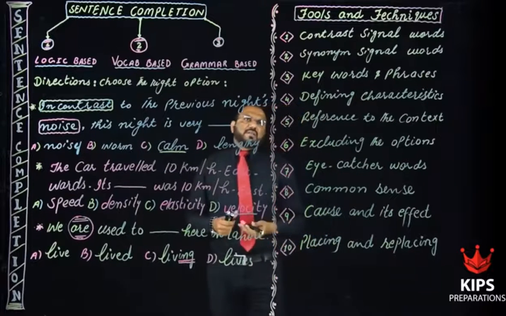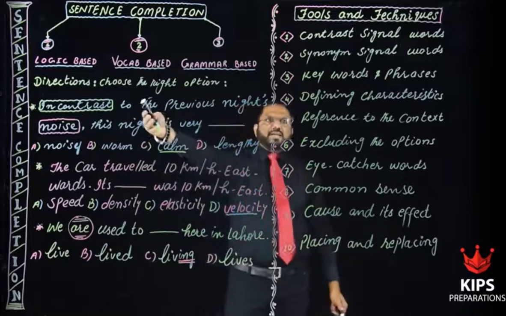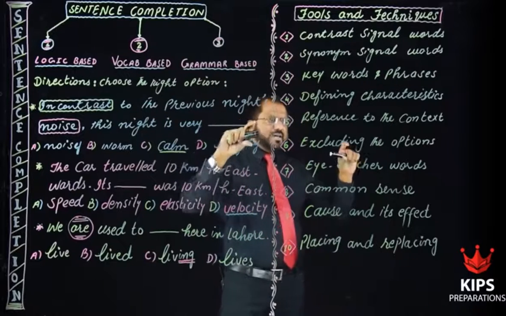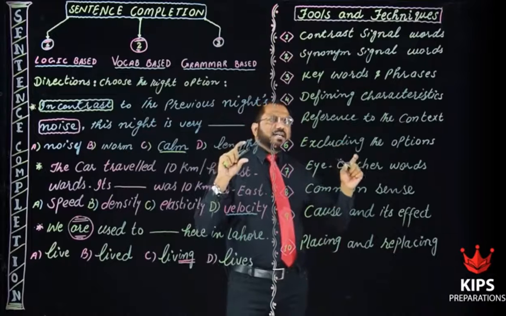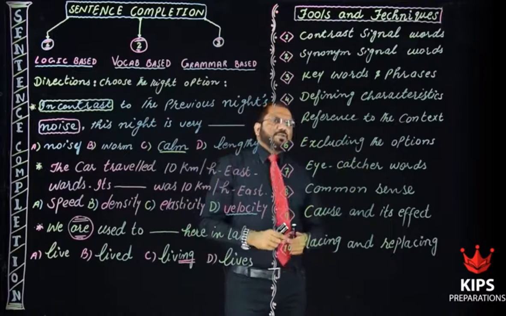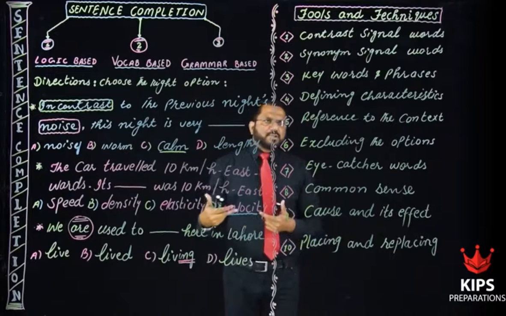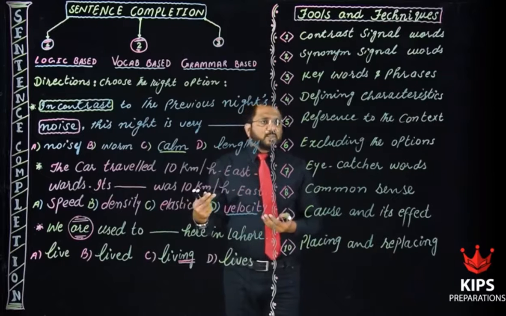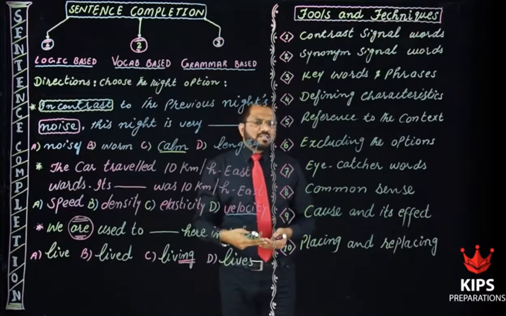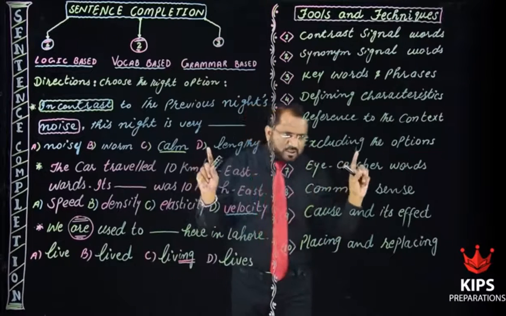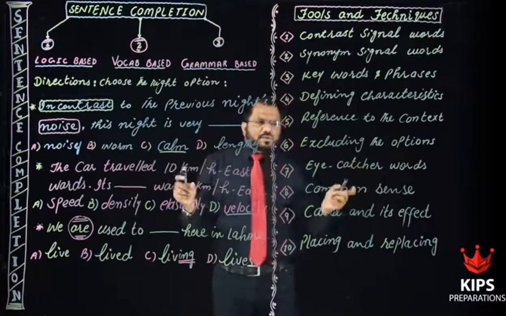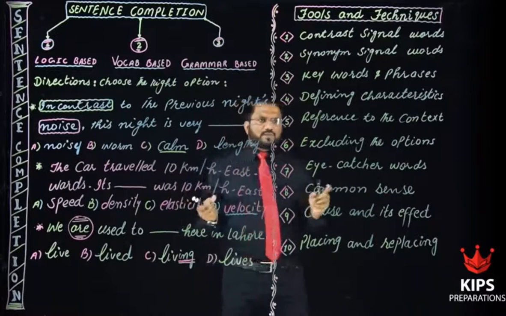For example, in the first type, as I explained right now, contrast signal words give you a hint that two such words are going to be used as are opposite in meanings to each other. Like the contrast signal words, there are synonym signal words which give you a hint that two such words are going to be used as are same or similar in one way or the other to each other.